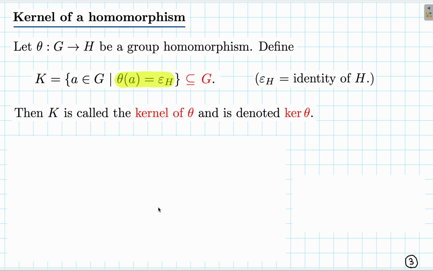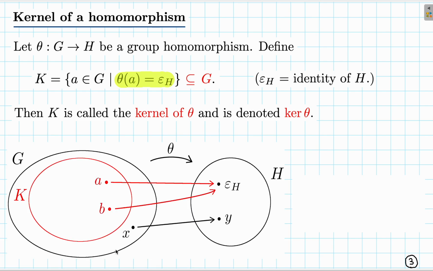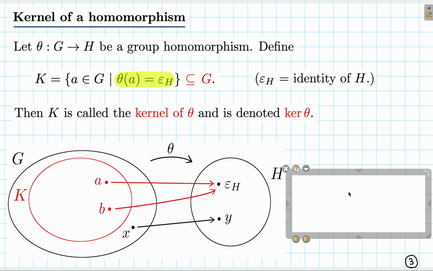So here is a visual of the kernel. We have a homomorphism theta from domain G here to codomain H. And here's kernel K. Elements a and b, for instance, are in the kernel because they both map to the identity element of the codomain. Whereas this element x is not in the kernel because it maps to something other than the identity element of the codomain. Now we've seen in the classwork through examples the following theorem.